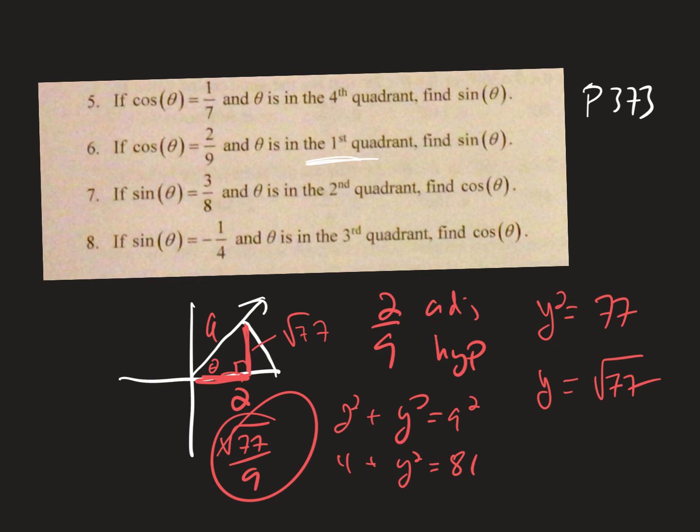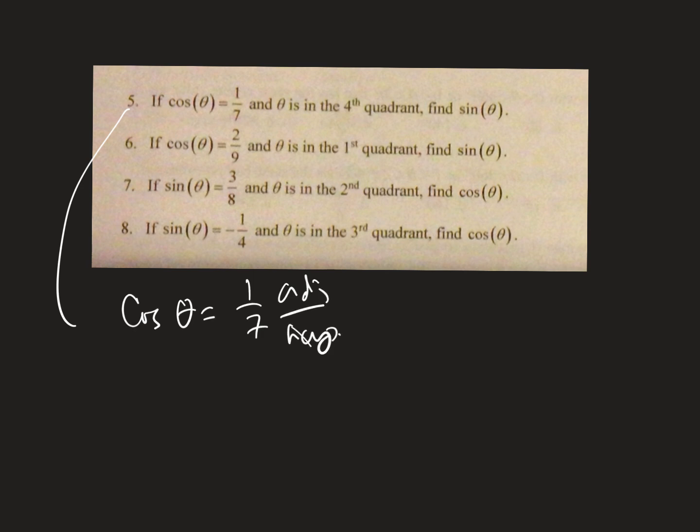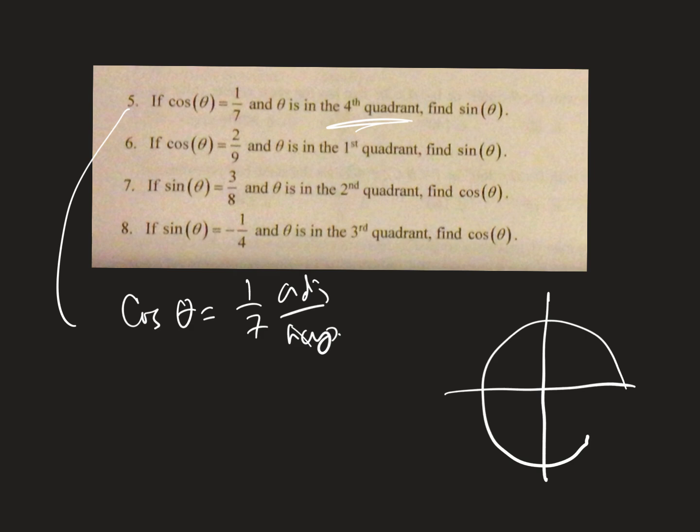So here, let's go do number 5. Number 5 is cosine, so I know this is the adjacent over the hypotenuse, the same kind of setup. And we know it's in quadrant 4. So here's the angle, and quadrant 4 is here. I'll call this theta, though that's not the same theta as what we're dealing with.